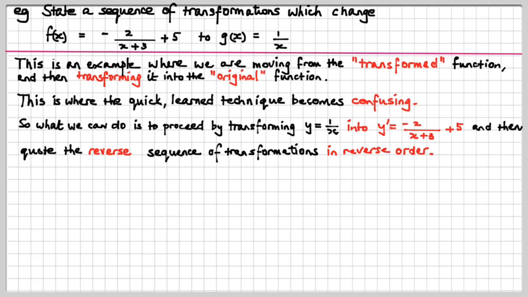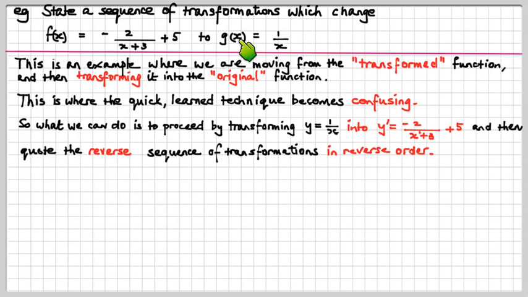So what I decided was the only way I could figure out how to do this. I decided to basically go from y equals 1 over x into that one as the transformed function. That's my strategy. But that's not what we're asked to do. So I decided to go from here to there, which is not what we're asked to do. We're asked to go from there to there.